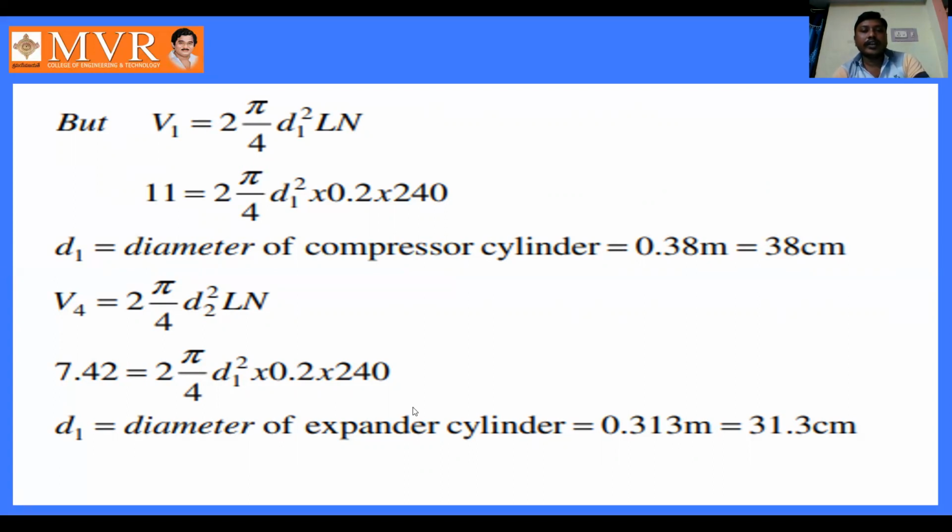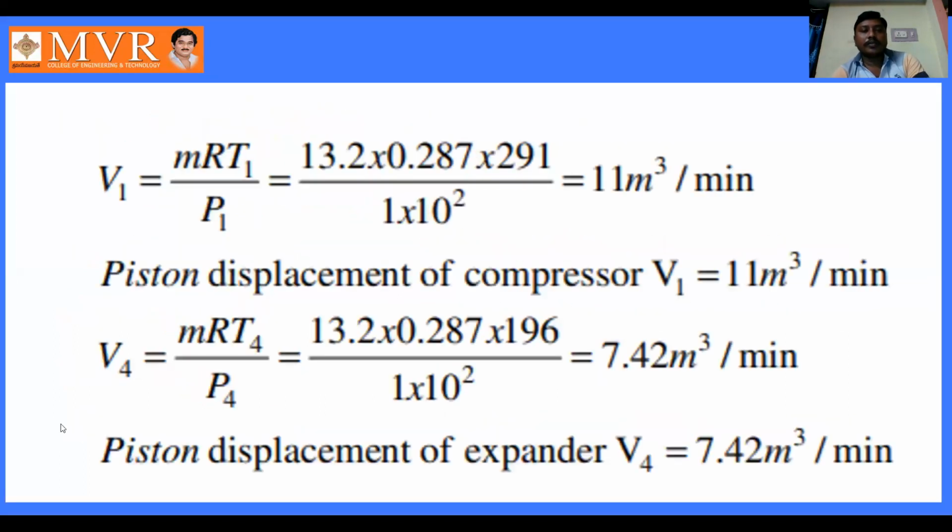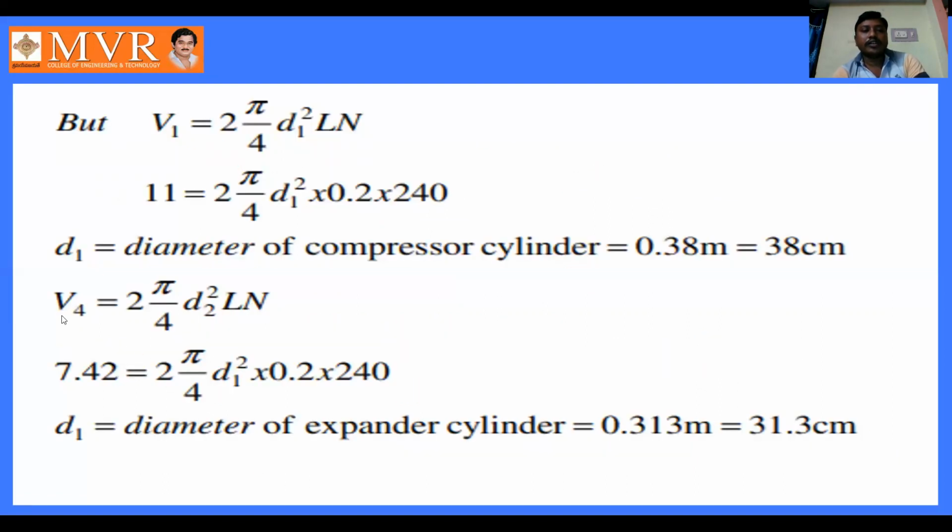The value which we are taking here is pi by 4 into D2 square into L into N by 2. Hence we know that V4, from the above expression, is equal to 7.42. We have substituted V4 is equal to 7.42, which is equal to 2 into pi by 4 into D2 square into L into N. We already know that pi is equal to 3.142, the standard value, and L is already given as 0.2, and N is 240.